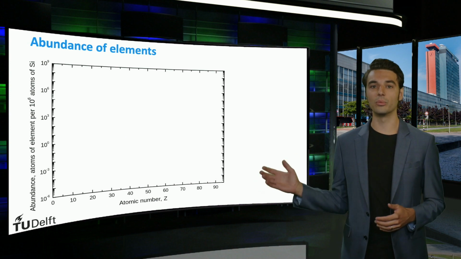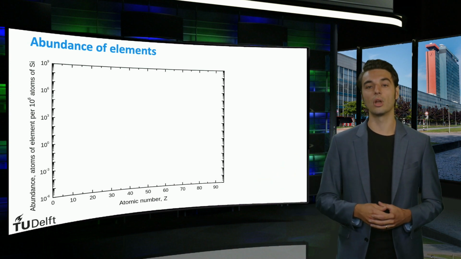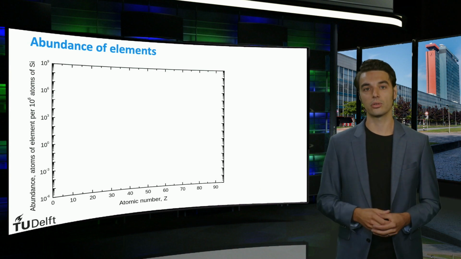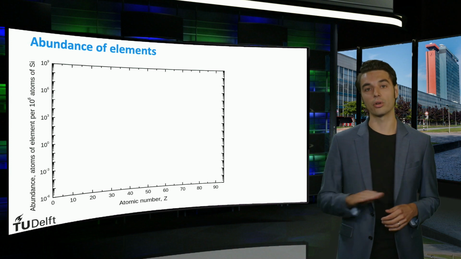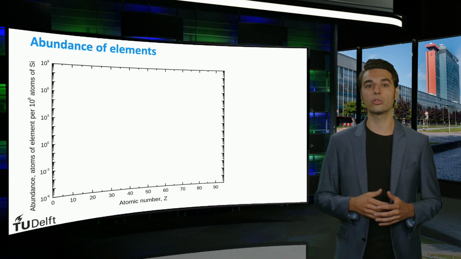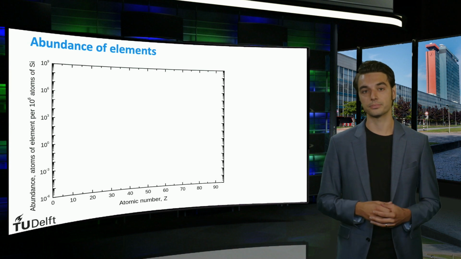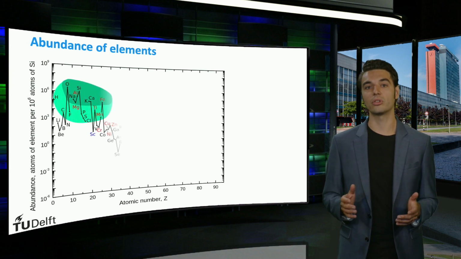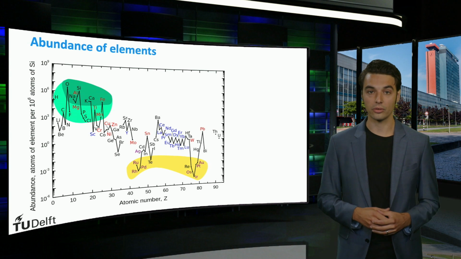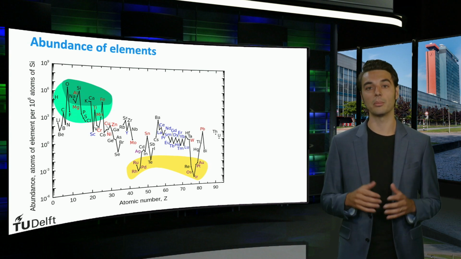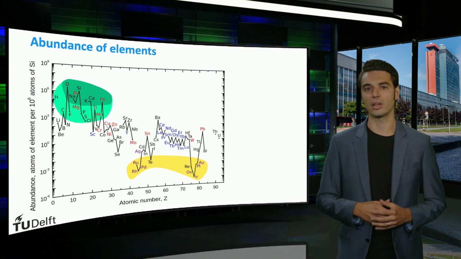In this graph, the y-axis or vertical axis shows the number of atoms per million silicon atoms in the Earth's crust. The x-axis or horizontal axis shows the atomic number, which is the number of protons in the nucleus of the atom. We now populate it with the different elements found in the Earth's crust. We can see that silicon and oxygen are the most abundant elements, while iridium is the rarest element.